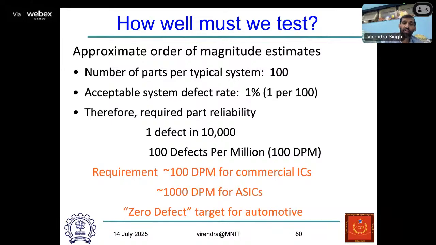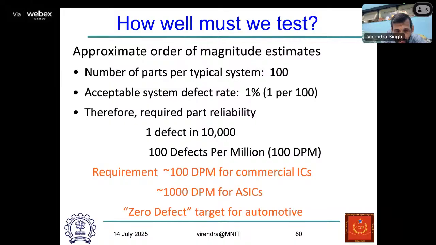So maybe in this case, if I can tolerate a 1% defect rate, then perhaps my aim is to have 100 defective parts per million manufactured parts. This requirement varies from application to application. For the normal ASICs that we use for audio, visual, such kinds of applications, the tolerable defective parts per million manufactured parts can go to 100.